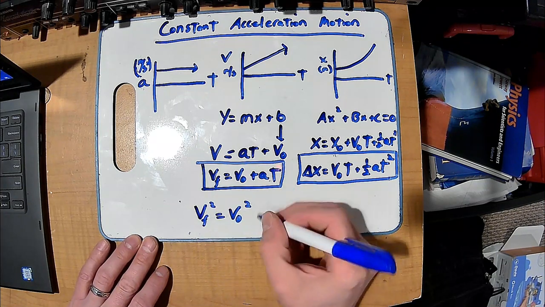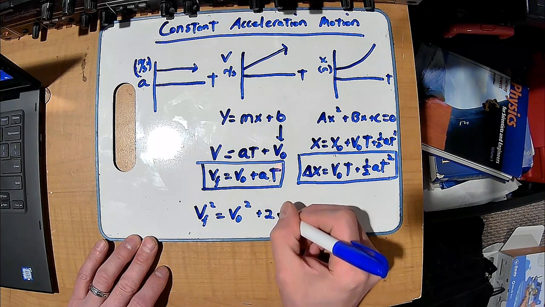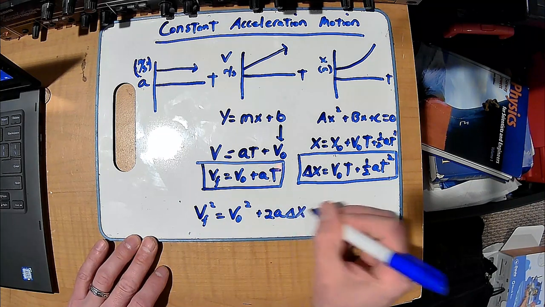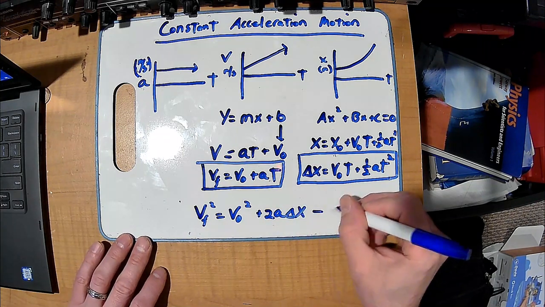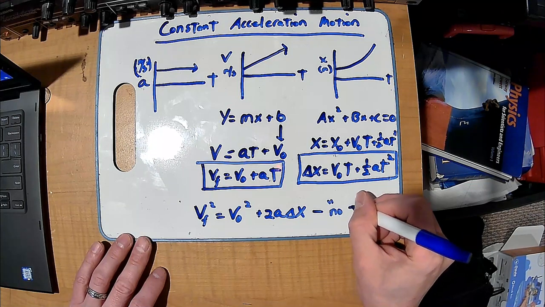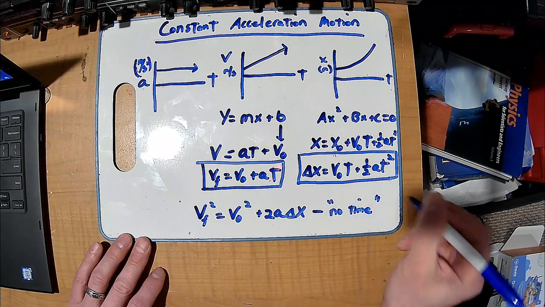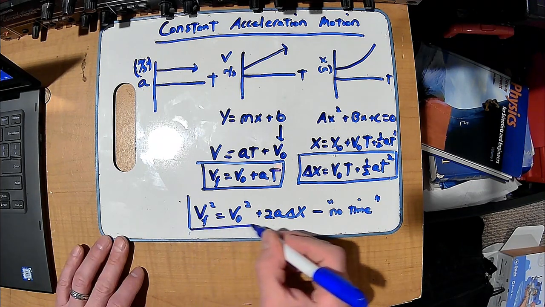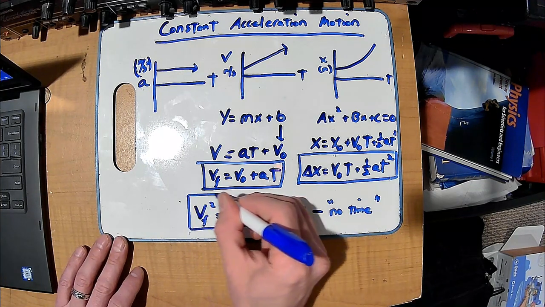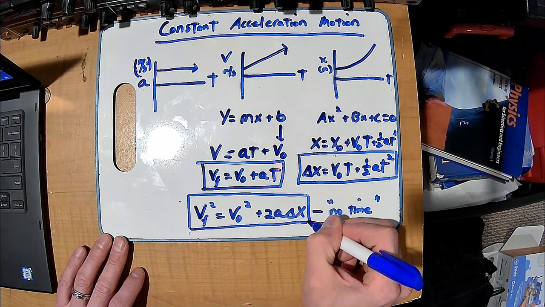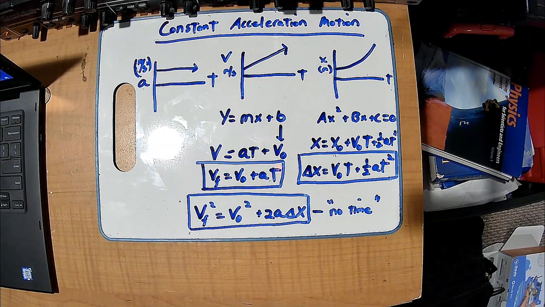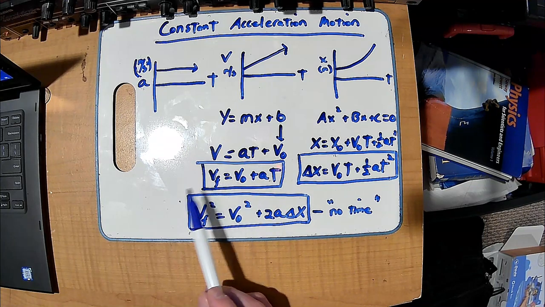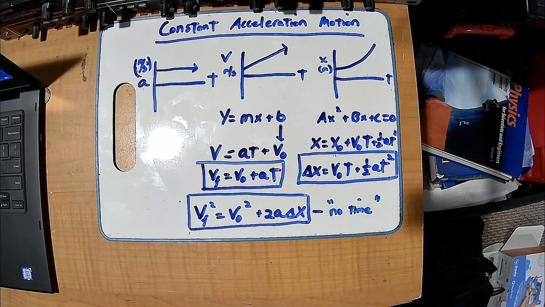vf squared equals vo squared plus 2a delta x. I like to call this equation the no time equation, because if you look at it, out of the three, it's the one that doesn't have a t in it. Where this comes from is just algebraic manipulation. If we solve one of these two equations for t, and then we substitute it into the second equation and rearrange it, we end up with this relationship.